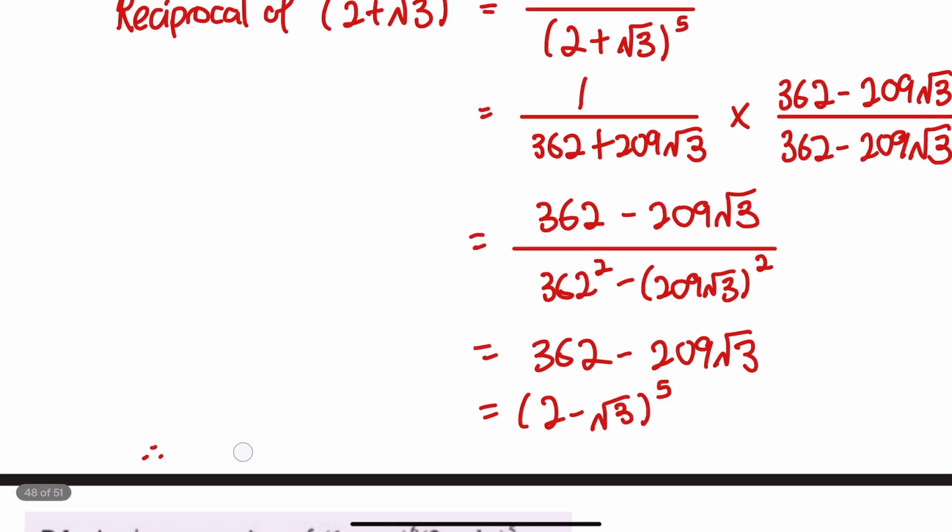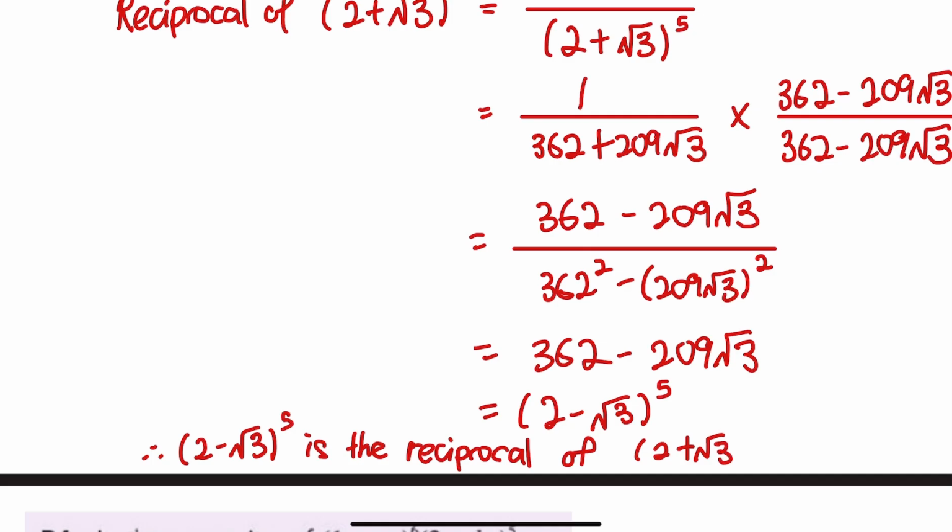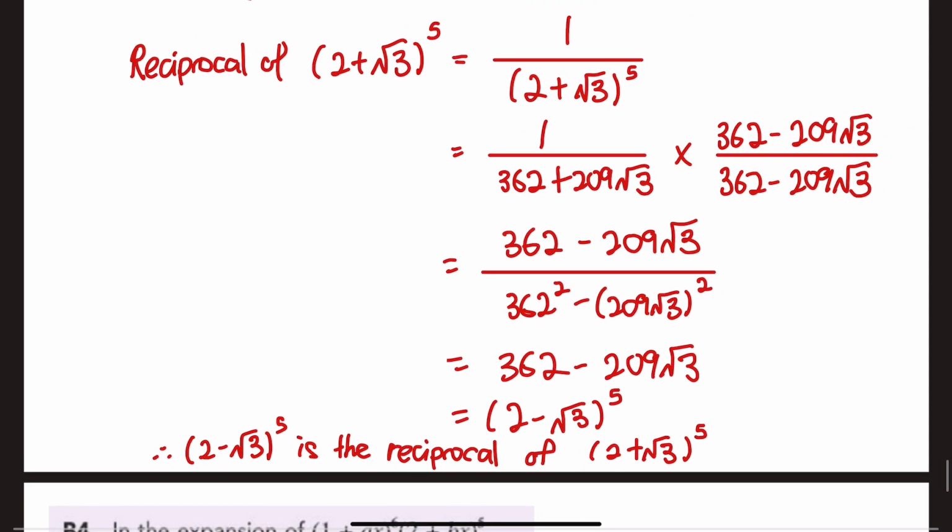2 minus root 3, the whole thing power 5, is the reciprocal of 2 plus root 3, the whole thing power 5. Okay, I hope you can understand.